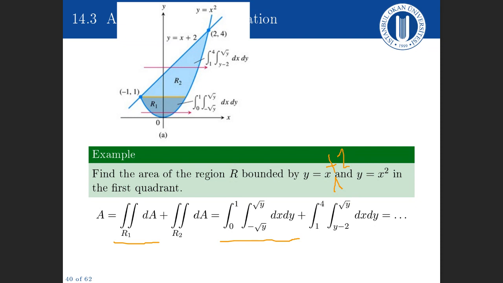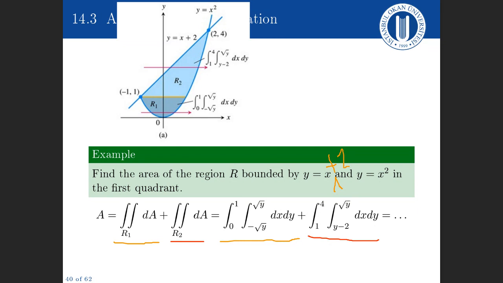And then let's look at region R2. Now y is going to be between 1 and 4. X is going to be between y minus 2 and root y. We would have to do two integrals. Let's try it a different way.